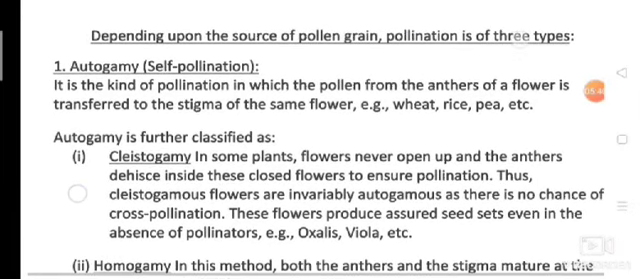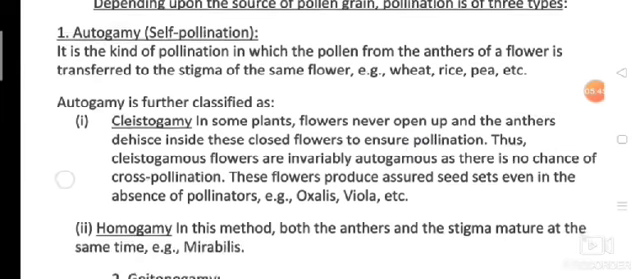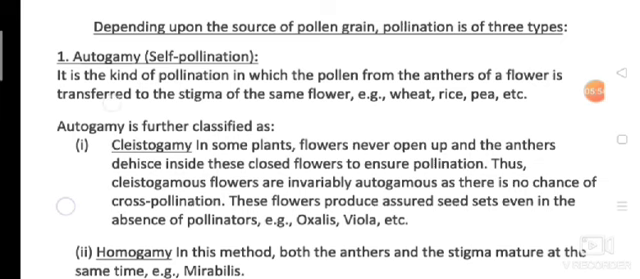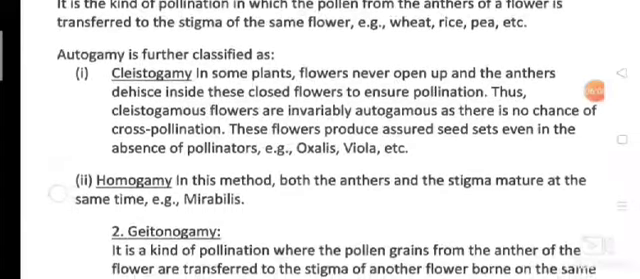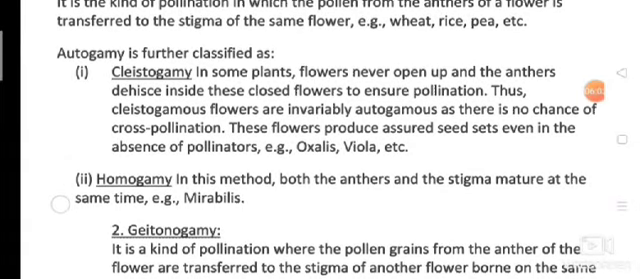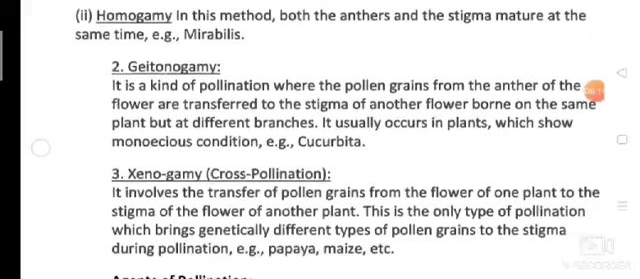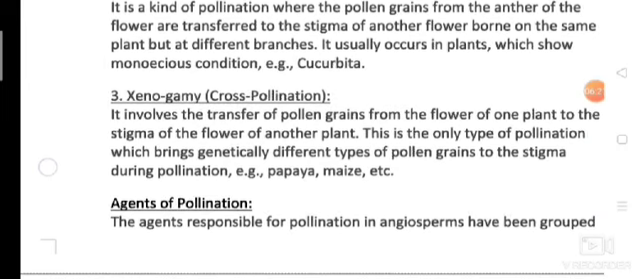Depending upon the source of pollen grain, pollination is of three types. Autogamy, also called self-pollination, is the kind of pollination in which the pollen from the anther of a flower is transferred to the stigma of the same flower: wheat, rice, and peas. Autogamy is further classified as cleistogamy and homogamy. Geitonogamy is another type. Xenogamy is, for example, cross-pollination.